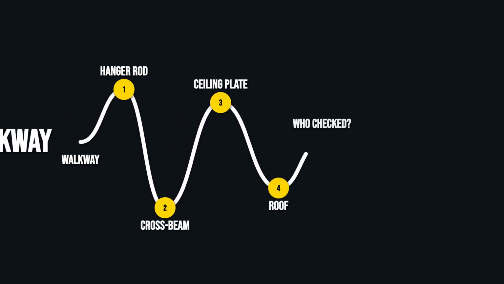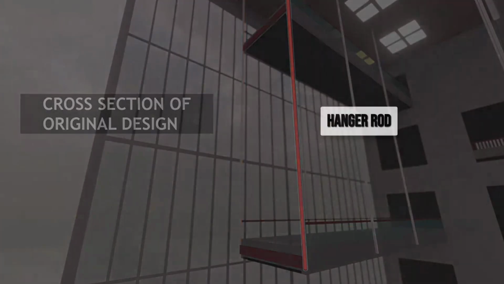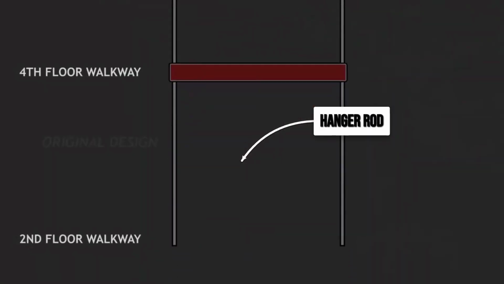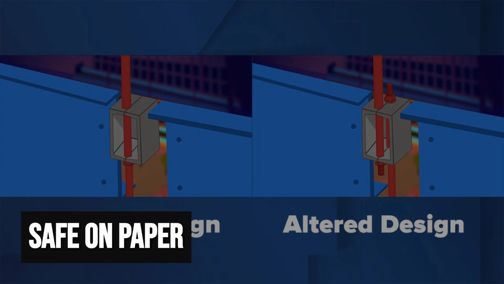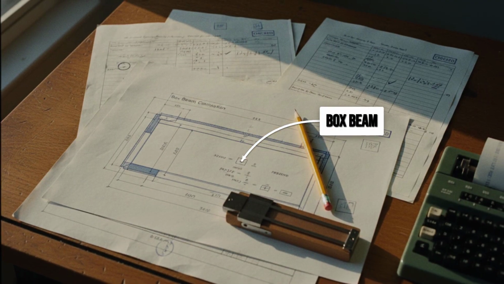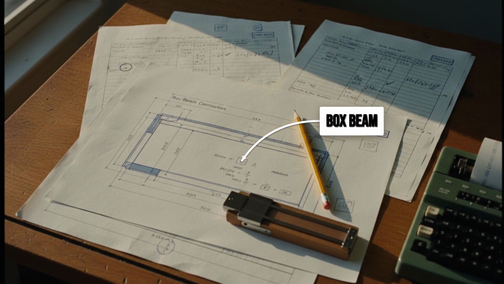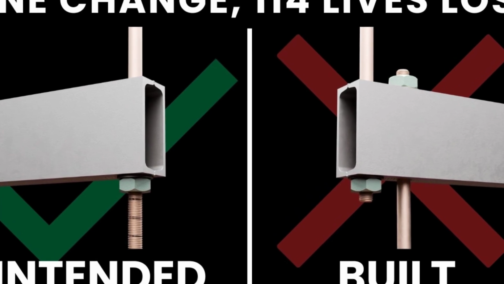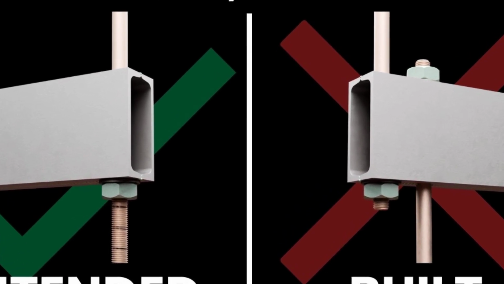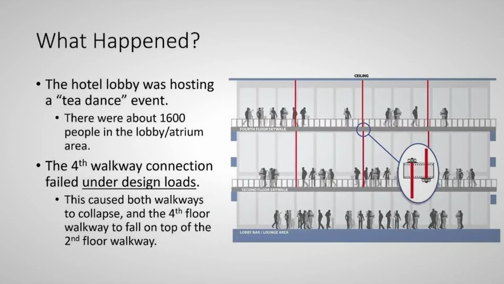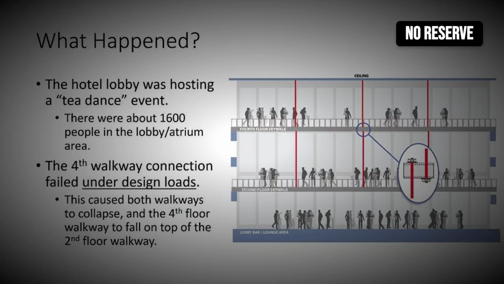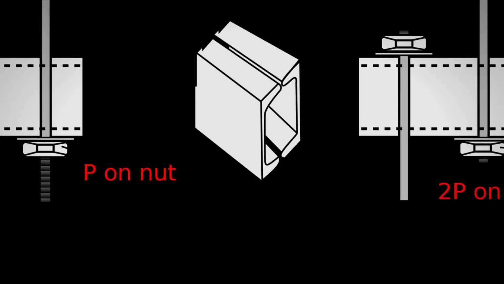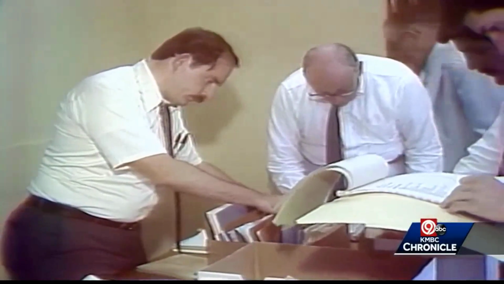The system as a whole, the way forces traveled from the walkway through the rods and beams and up to the ceiling, was not recalculated once the drawings were approved. The concept of reserve capacity appeared in the notes, the difference between what a connection could carry and what it was expected to see. Yet no one quantified how much reserve actually remained at each node. As long as the numbers for rods and beams looked acceptable on paper, the design was considered safe.